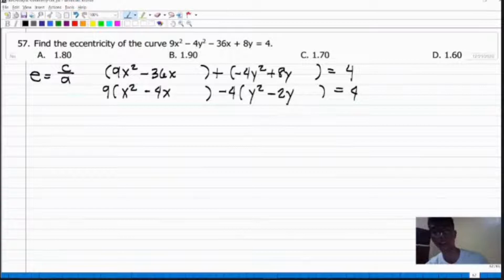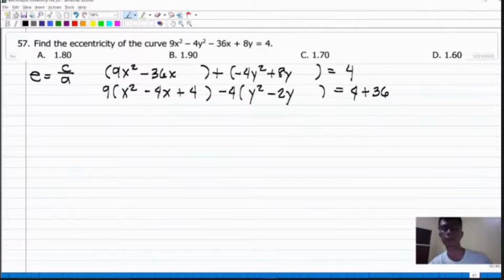completing this one. So 4 divided by 2 is 2. And then 2 times 2 is 4. So may plus 4 tayo dito sa left. Pero dahil merong 9 sa labas, 4 times 9 muna. So yung i-add natin sa right ay 36.